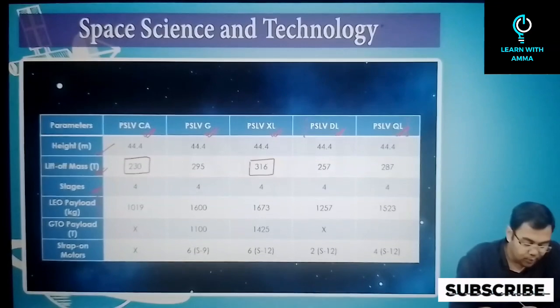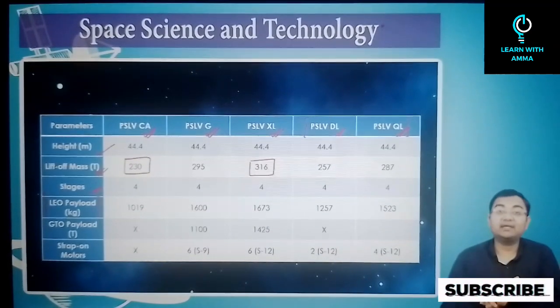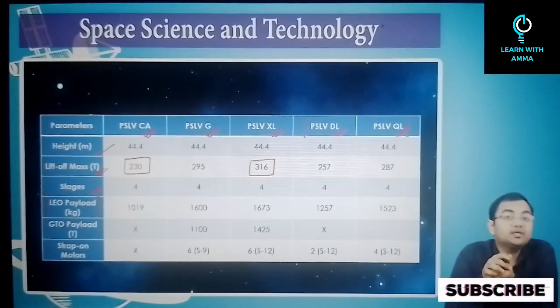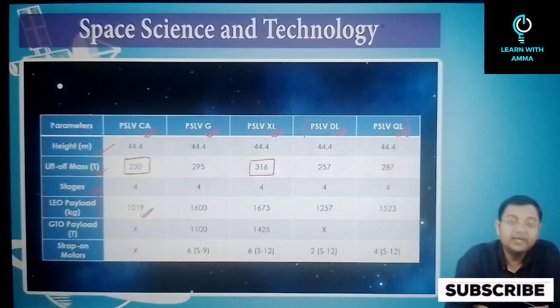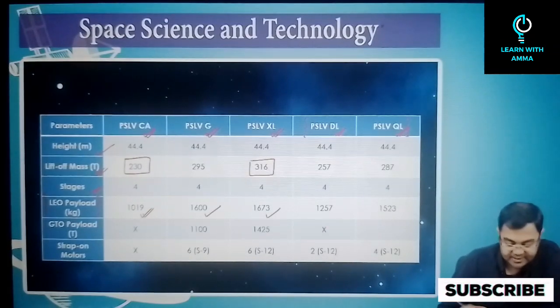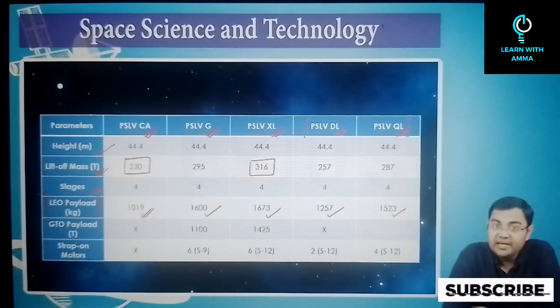The LEO payload, that is the payload that it can carry up to the low Earth orbit. So that payload in case of CA variant is a maximum of 1019. G variant 1600 kg, XL 1673, DL 1257 and QL 1523.